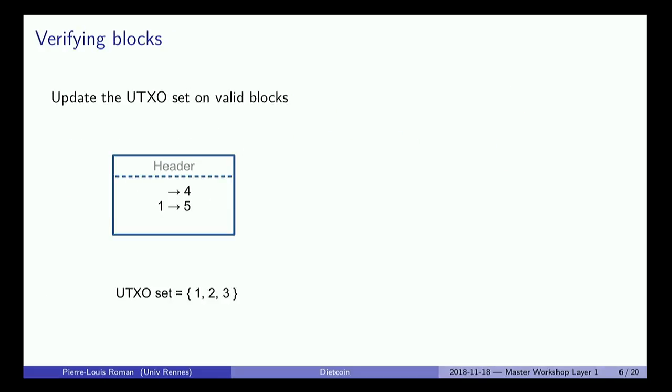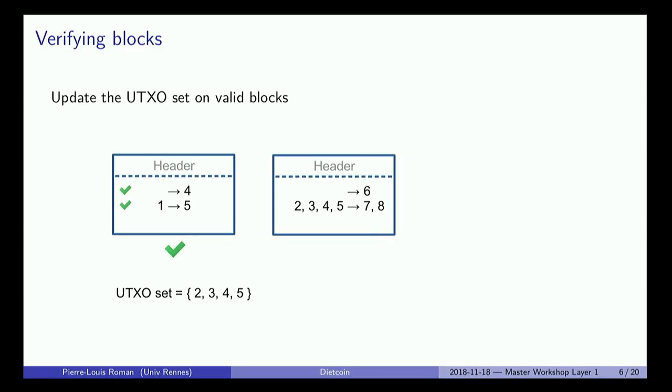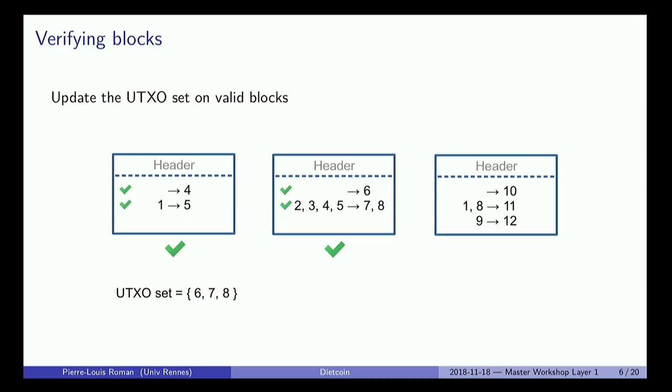So when you get a new block, you're going to verify that all the transaction inputs are indeed in the UTXO set. So in this specific block, the block is valid because input 1 is in the UTXO set. If you move forward, you can see that the next block also is valid because 2, 3, 4, 5 are also in the UTXO set. And the third block is trying to spend 1, which has been spent already, so it's invalid. And it's also trying to spend 9, which doesn't exist. So that's what the UTXO set is about. It's about the verifiability and the trustlessness of the system.